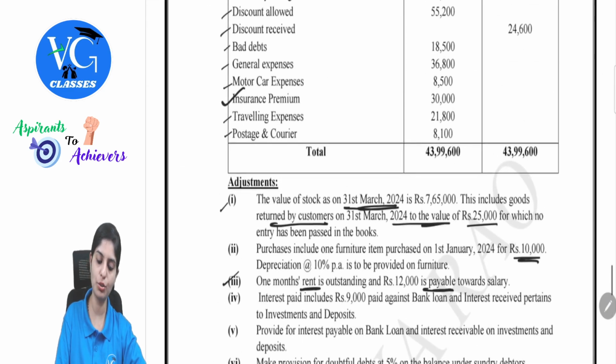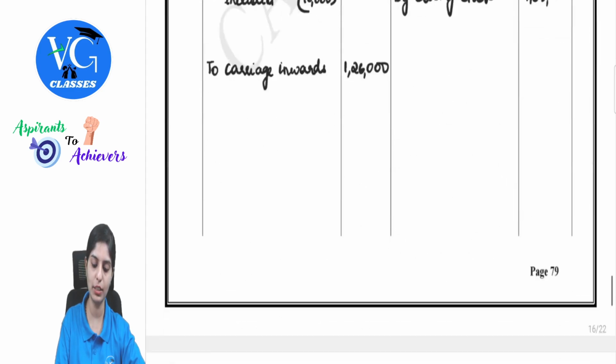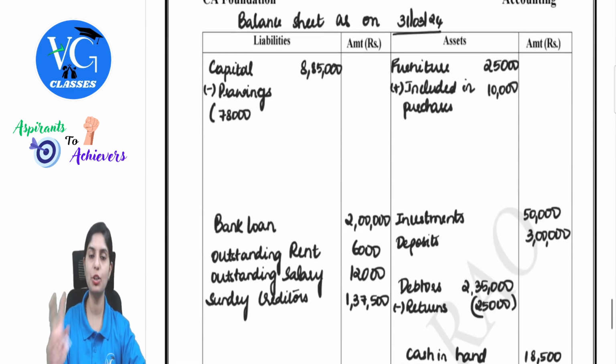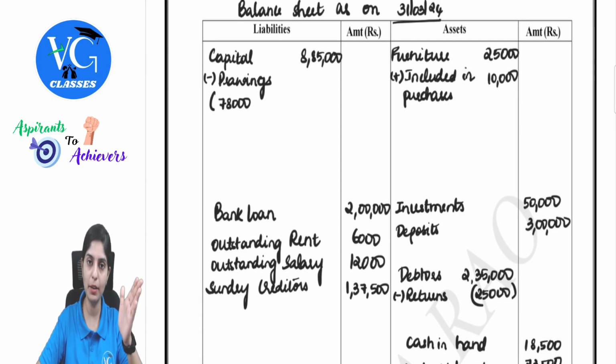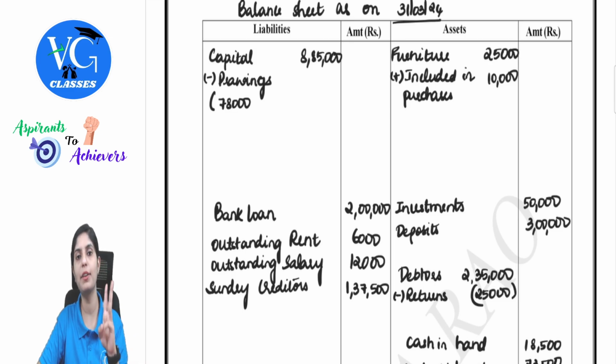Connecting to this point, they have also told depreciation at 10% is to be provided. Now, we have to be very careful here, guys. In furniture, there are two balances. 25,000 is from the beginning, that is 1st April 23 until 31st March 24. Whereas, this 10,000 is only for 3 months, that is Jan, Feb, March.